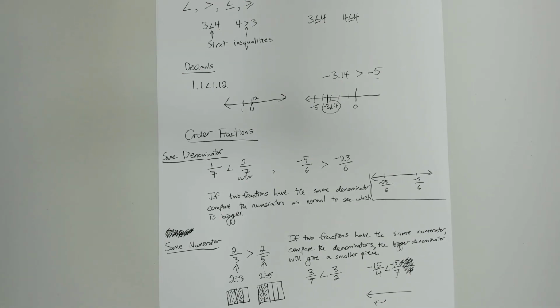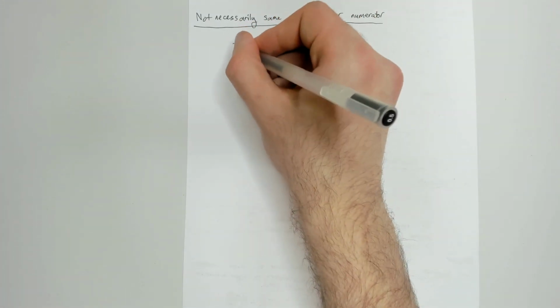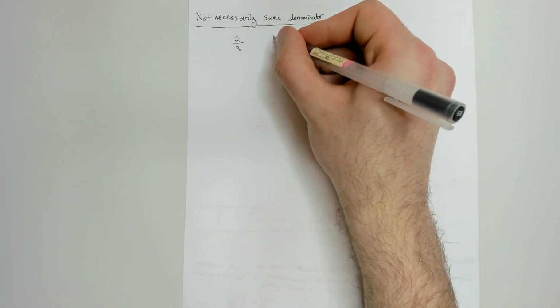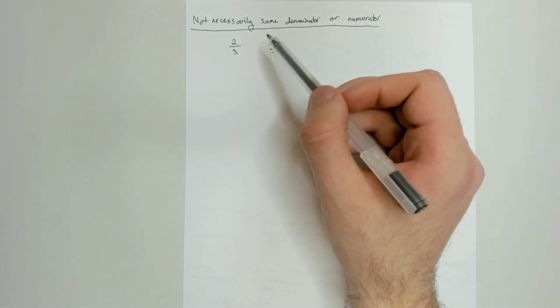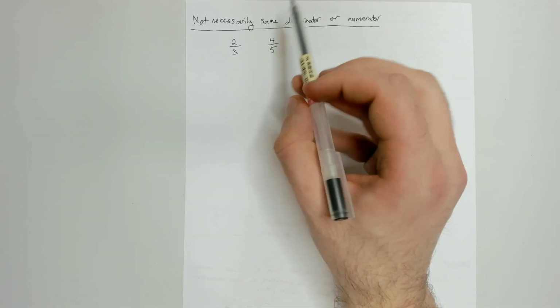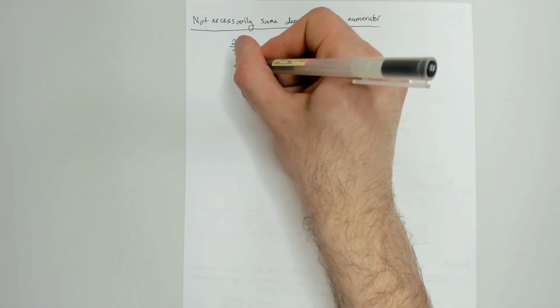And now let's go on to when you don't have the same denominator or the same numerator. What if you had fractions like 2/3 versus 4/5? Now we can't just compare the numerators, because they don't have a constant denominator, and we can't just compare the denominators because they don't have a constant numerator. So we have to be a little more clever. One thing we could do is force them to have the same denominator by making a common denominator. A common denominator of 3 and 5 is going to be 15.